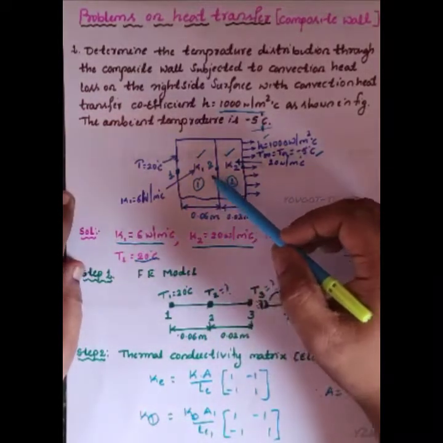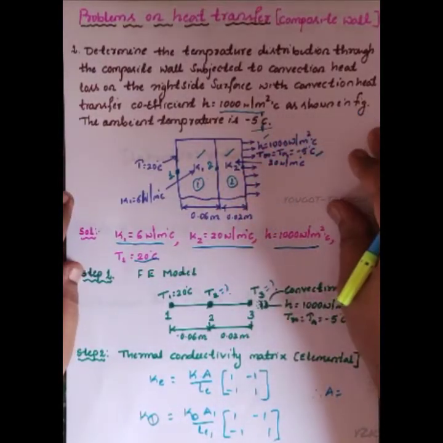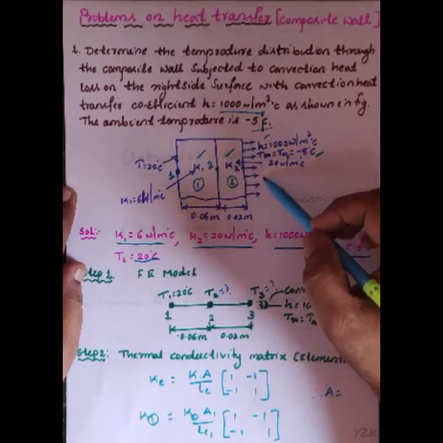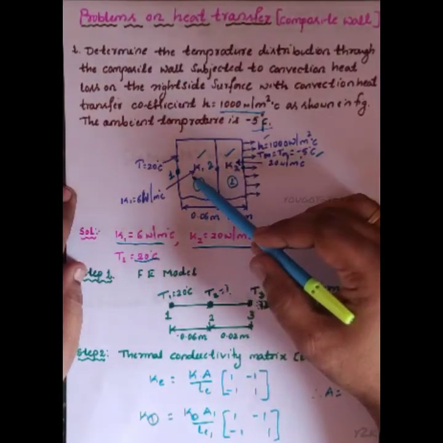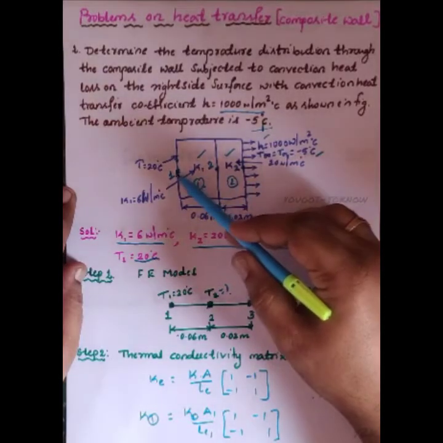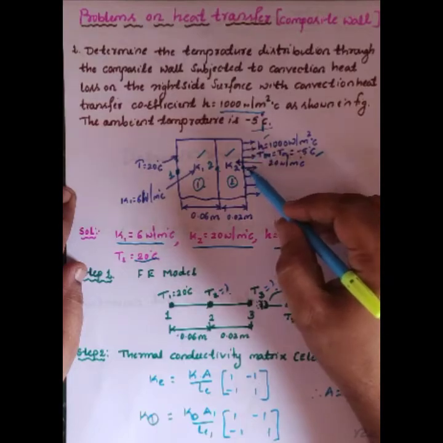Here K1 is one material and K2 is another material. He has not mentioned the materials, but K1 and K2 indicate two different materials. h is 1000, and T infinity means the surface is exposed here. The first thing you should know is how many nodes are required for this problem. Because of two materials, I can take this as element 1 and this as element 2. So nodes 1, 2 and 3, totally 3 nodes are required.